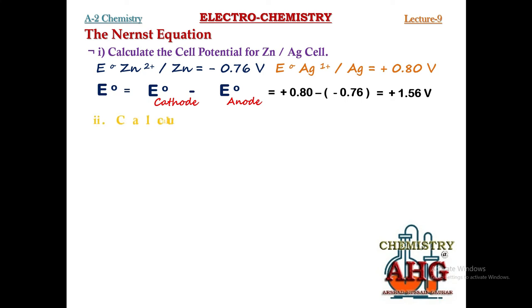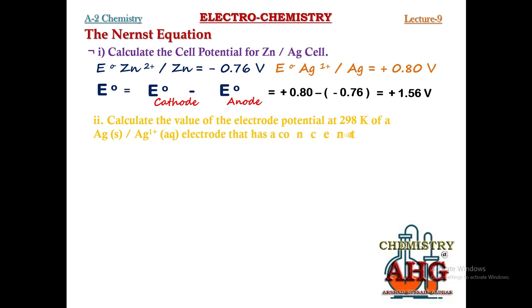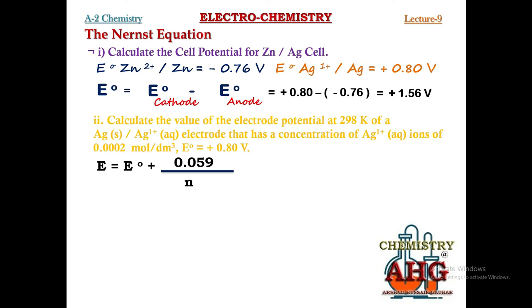In the next part, it is asked to calculate the value of electrode potential. Now see, some change has been made in the half cell of silver. The concentration of silver solution has been changed to 0.0002 mole per dm3. Let's look at the temperature. This is standard temperature, so we will use the standard form of the Nernst equation. You know that very well. We have used this standard form twice.